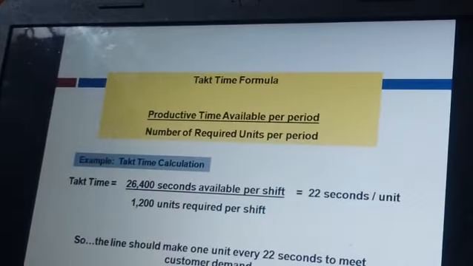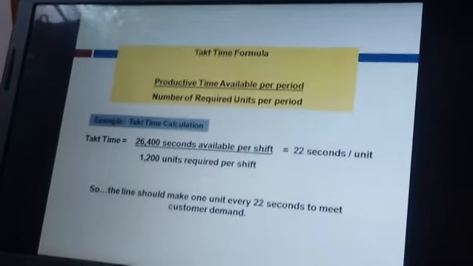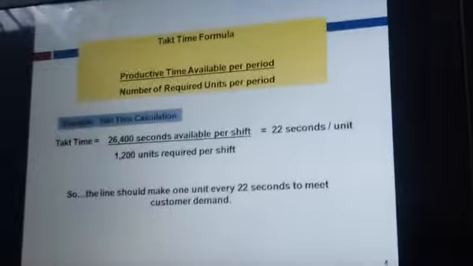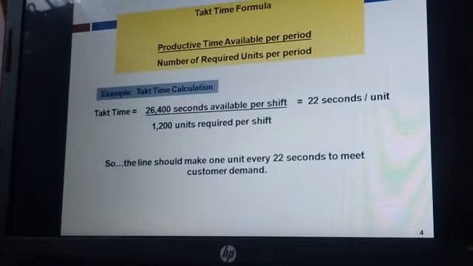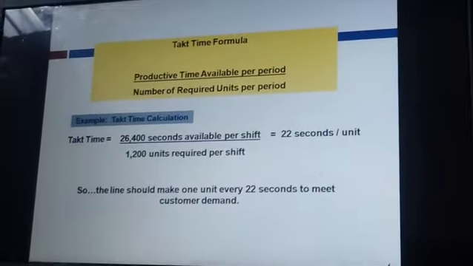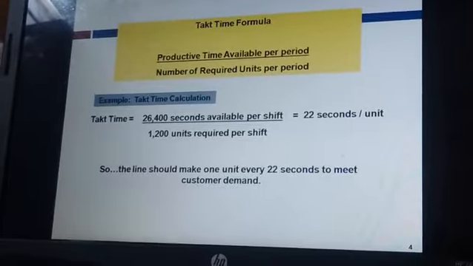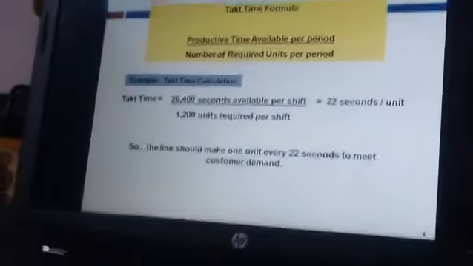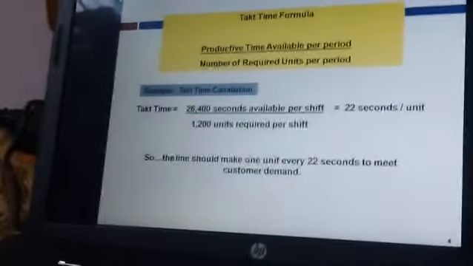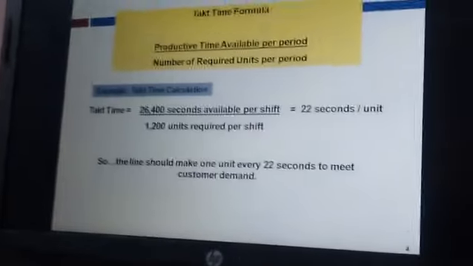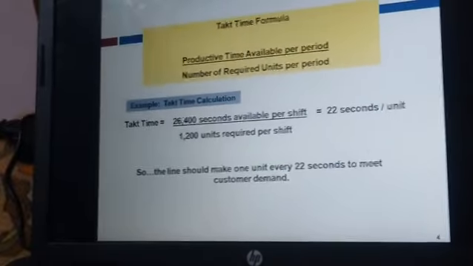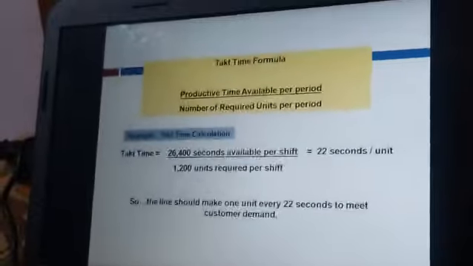So here, productive time available per period divided by number of required units per period. For the takt time calculation, the effective production time available is 26,400 seconds per shift, divided by 1,200 units required per shift. That equals 22 seconds per unit. So the line should make 1 unit every 22 seconds to meet the customer demand. This is a simple formula for calculating takt time.